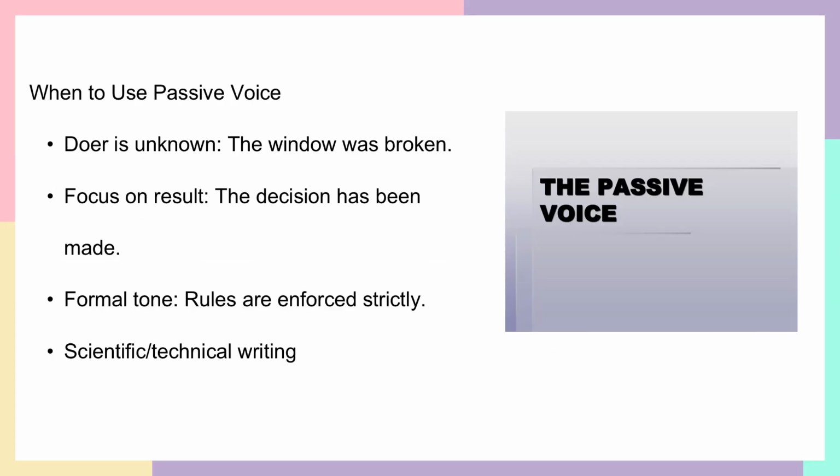When to use passive voice. Let's learn when it is best to use the passive voice. Use it when the doer is unknown or not important, like "the window was broken." Use it to focus on results, as in "the decision has been made." It is often used in rules, instructions, and formal writing. Passive voice adds objectivity and neutrality to your tone.